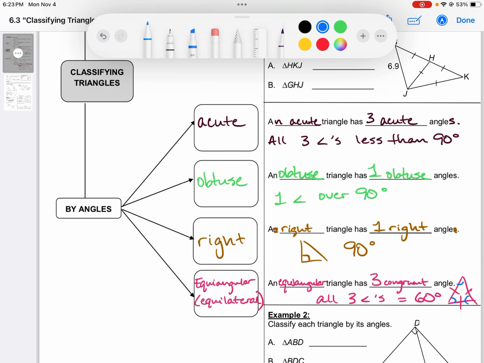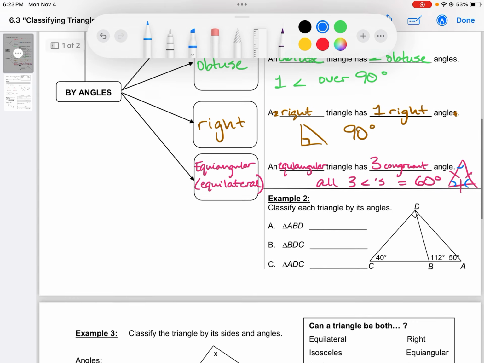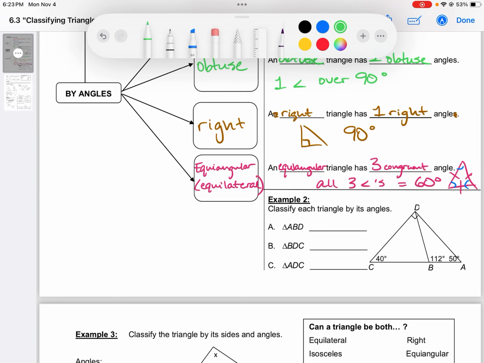All right. Moving along, it says to classify each triangle by its angles. And so this is something that my students in my classes had trouble with, and you might have had trouble with it too. There's a difference between saying angle BCD and triangle BCD.